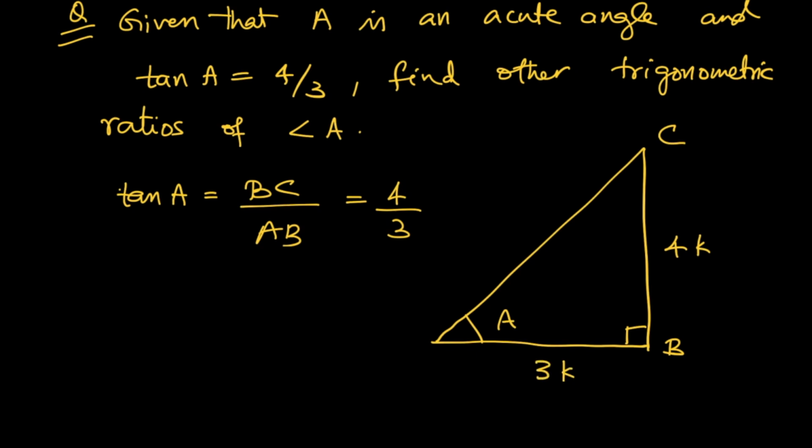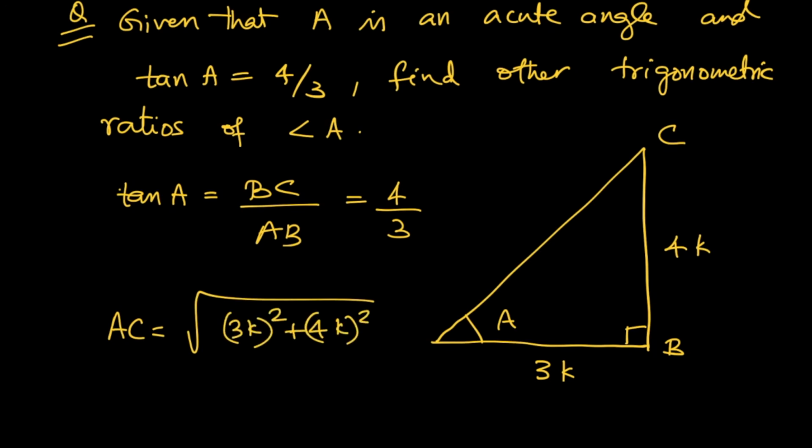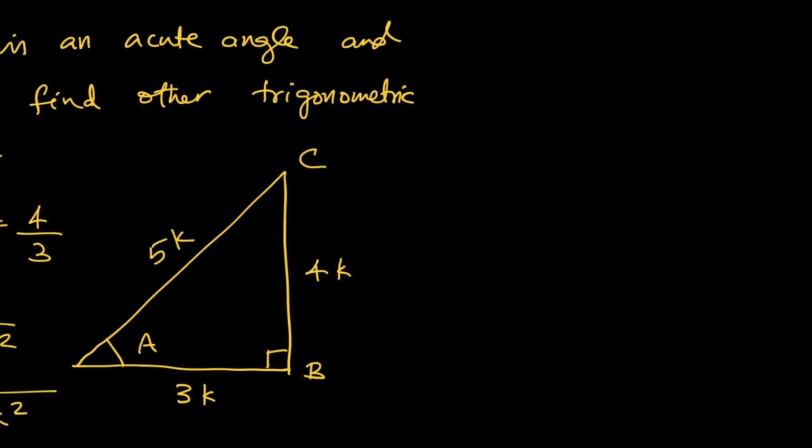Now using Pythagoras theorem, you can find the length of AC. AC length will be root over (3k) whole square plus (4k) whole square. So this is going to be root over 9k square plus 16k square, which is root over 25k square, which is going to be 5k here. Now we can find all the other trigonometric ratios from this triangle.